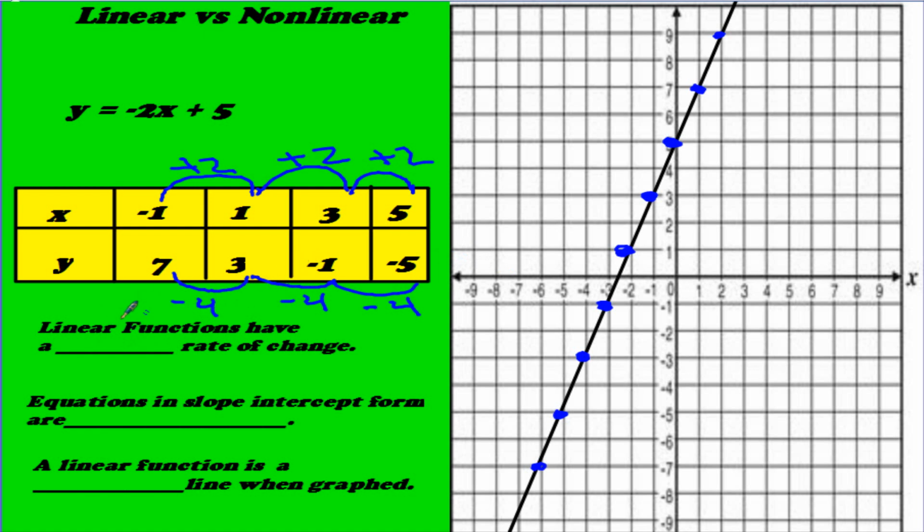So here, I want to fill in the blank. I want to say linear functions have a constant rate of change. They stay the exact same throughout. The output remains the same. The input remains the same.